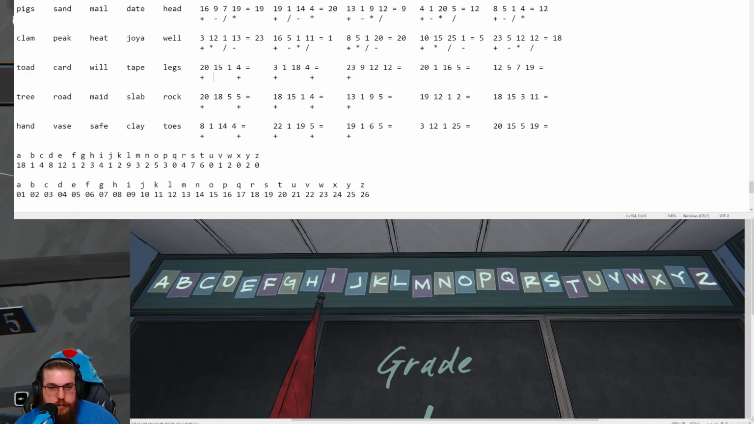20. Should hold off on... no. Subtract. Divide. Multiply. Because that'll get you 20.